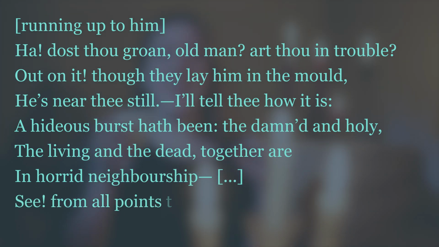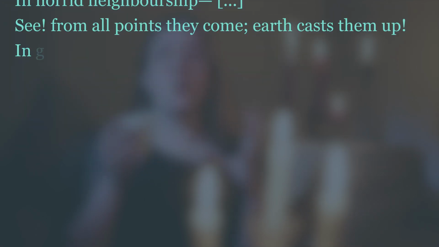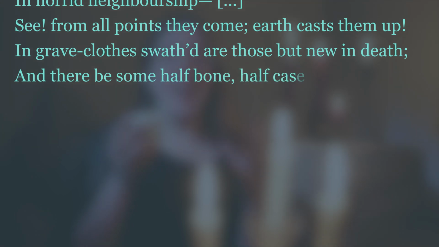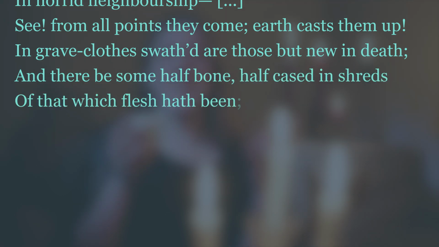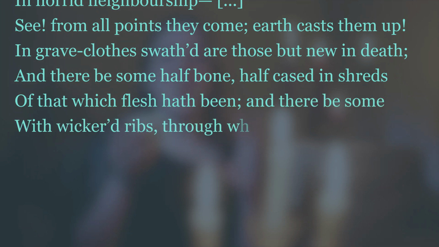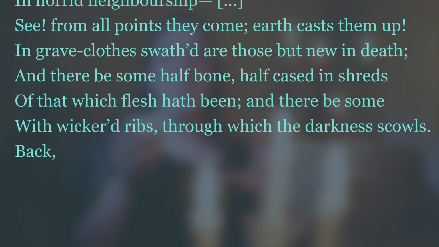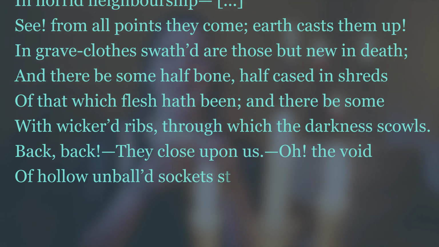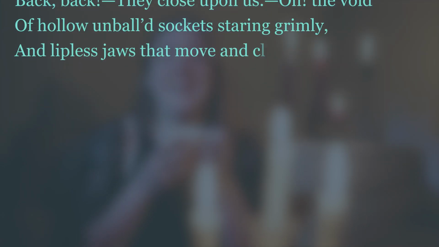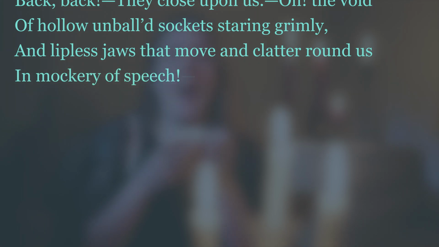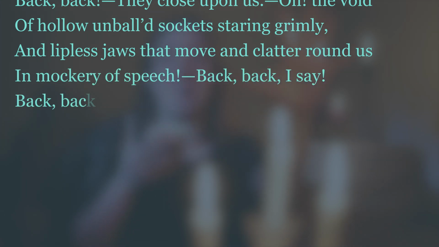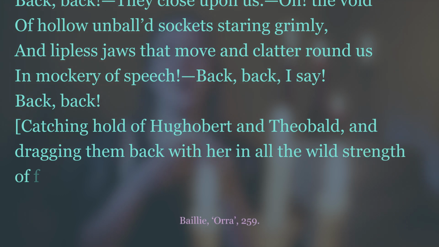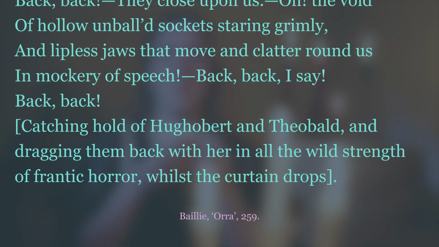See, from all points they come. Earth casts them up. In grave clothes swathed are those but new in death. And there be some half bone, half cased in shreds of that which flesh hath been. And there be some with wicked ribs, through which the darkness scowls. Back! Back! They close upon us. Oh, the void of hollow unballed sockets staring grimly, and lipless jaws that move and clatter round us in mockery of speech. Back! Back, I say! Back! Back!" Catching hold of Hugobert and Theobald and dragging them back with her in all the wild strength of frantic horror, whilst the curtain drops.